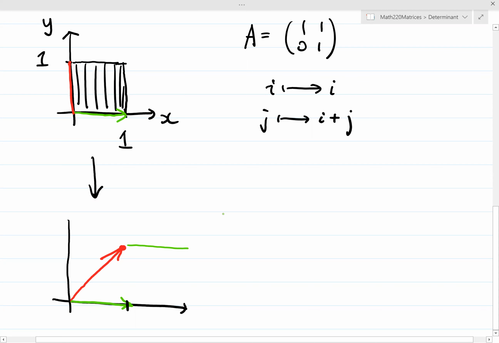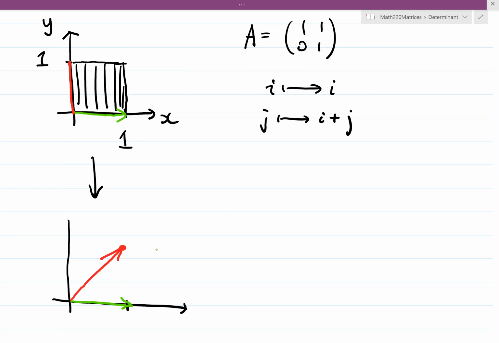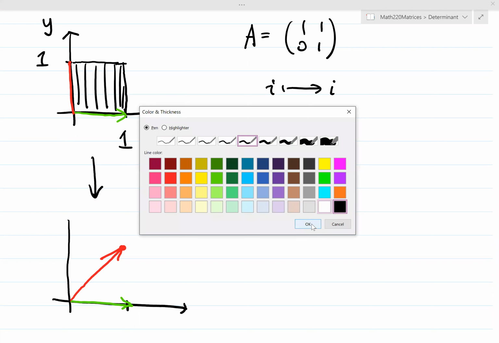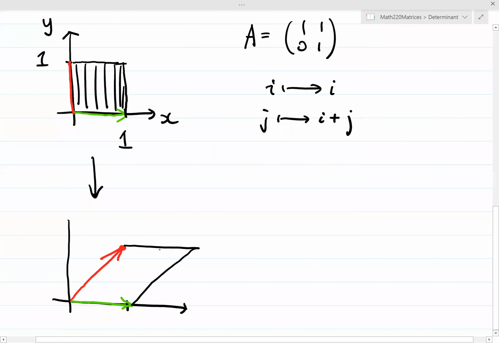Then it completes a parallelogram. Let's use black. So the volume, you see, we finally get this. So this is what we get. The image of this square is a parallelogram.